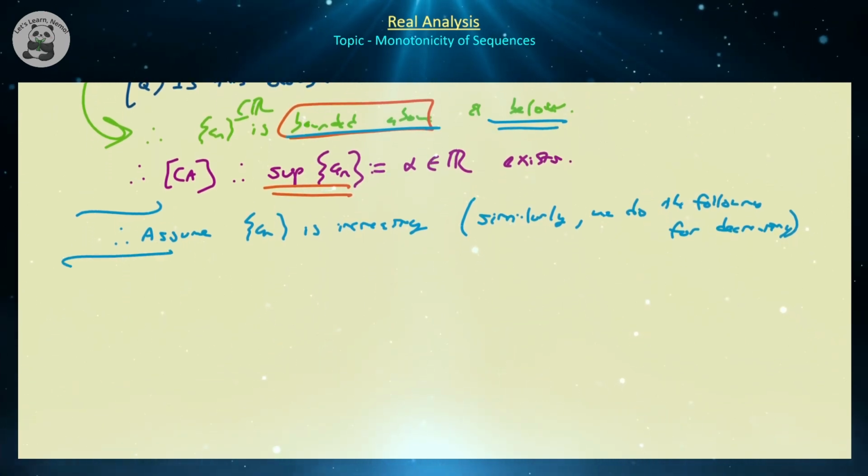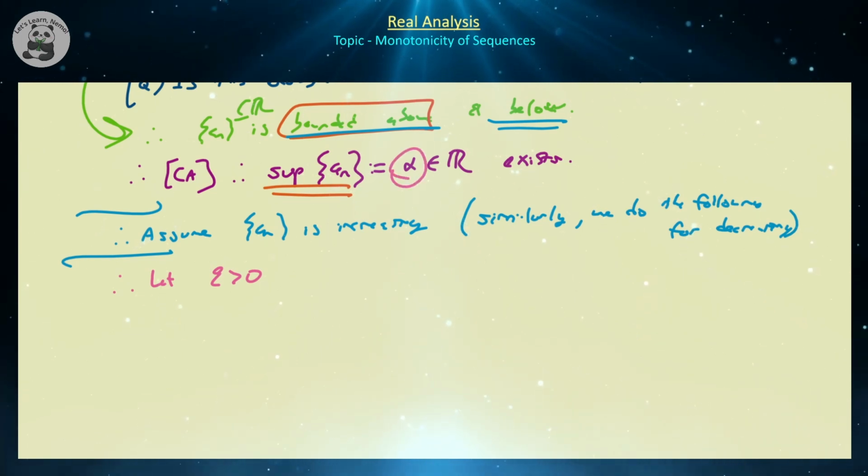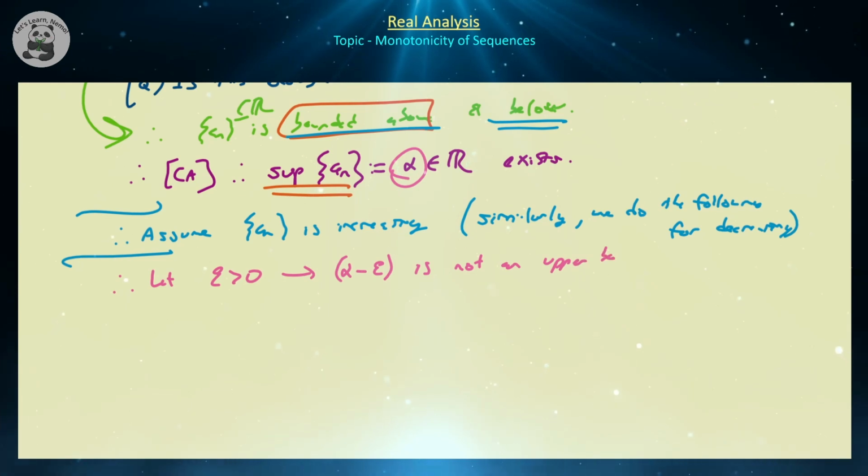So let's assume that the sequence is increasing, and we already have justified that the supremum exists in the set of real numbers. So what are we going to do? We're going to let epsilon be greater than 0. If alpha is the supremum, that means it's the least upper bound of that sequence. What can you tell me about alpha minus epsilon? Well, if alpha is an upper bound, and it's also the least upper bound, that means alpha minus epsilon is not an upper bound. It's not an upper bound because alpha should be the least upper bound of the sequence an.